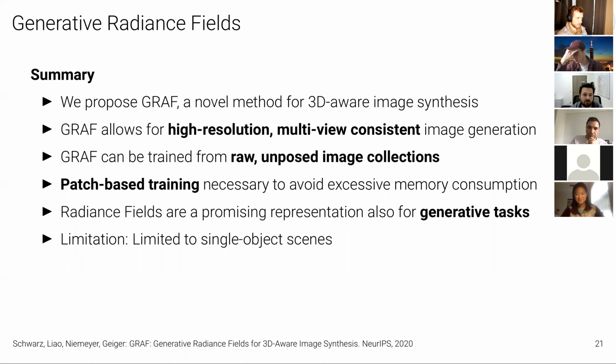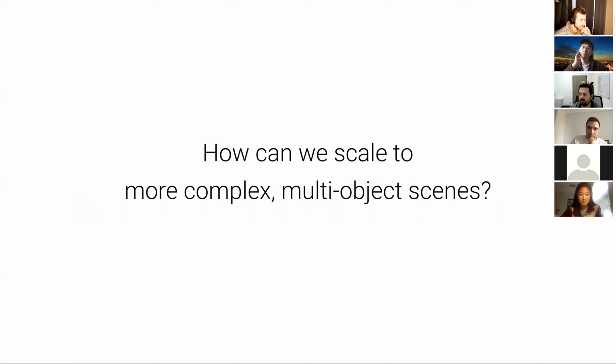Actually, as we already mentioned, of course, there are limitations. So one, for example, is that we are currently limited to single object scenes. And also we have this slow rendering time, which we inherit from NeRF's volume rendering. Okay, and so motivated by these two limitations, in the follow-up project, we investigated how we can now scale to more complex and multi-object scenes.